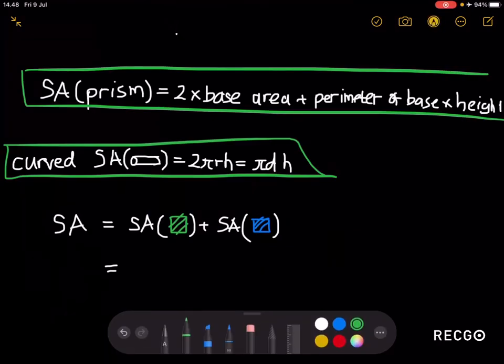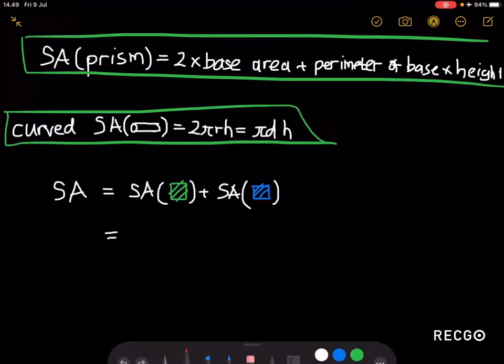Let's use the two formulas that we're going to use. The surface area of a prism is 2 times its base area plus the perimeter of its base times the height of the prism. And the curved surface area of a cylinder is 2 times pi times r times h, or pi times d times h, where r is the radius of the base, d is the diameter of the base, and h is the height.